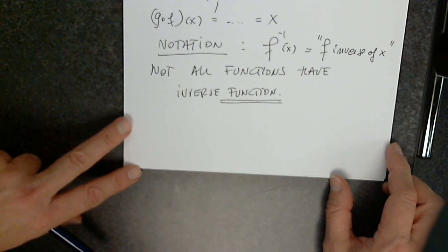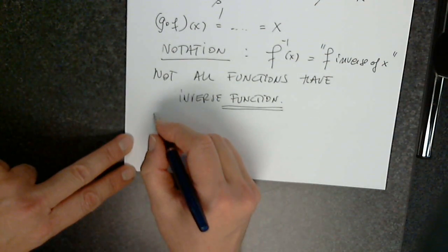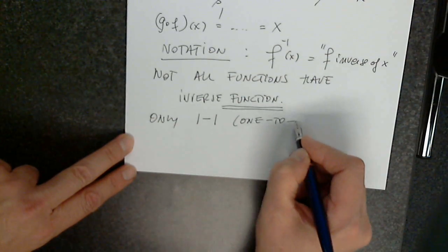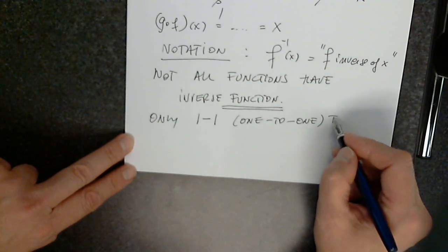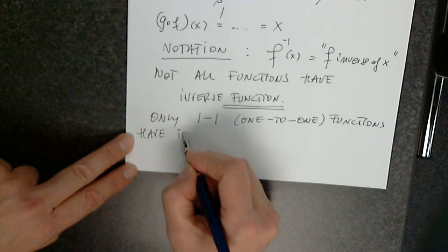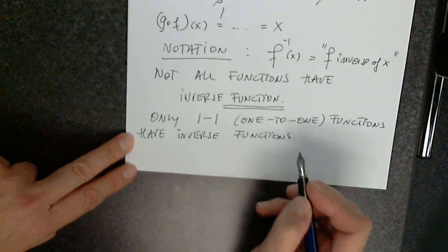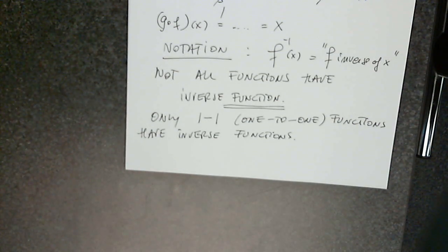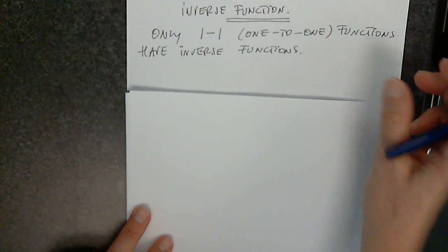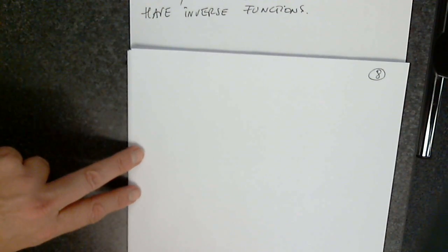So, which functions have inverse functions? That's the property. Only 1-to-1 functions have inverse functions. And now, of course, the question is, what is this 1-to-1? Okay, here's the explanation of 1-to-1, and why only 1-to-1 functions have inverse functions.